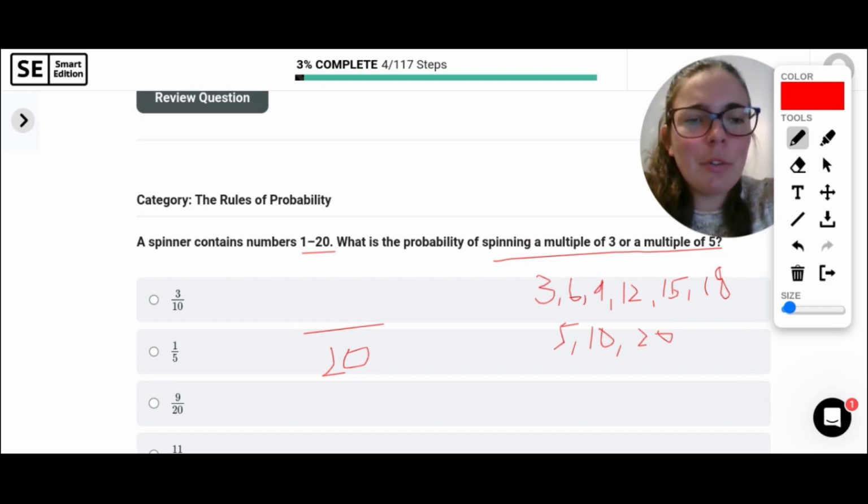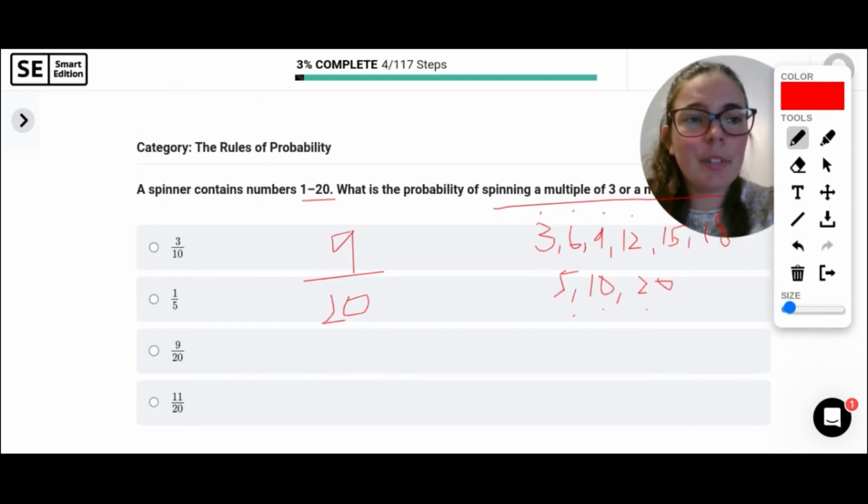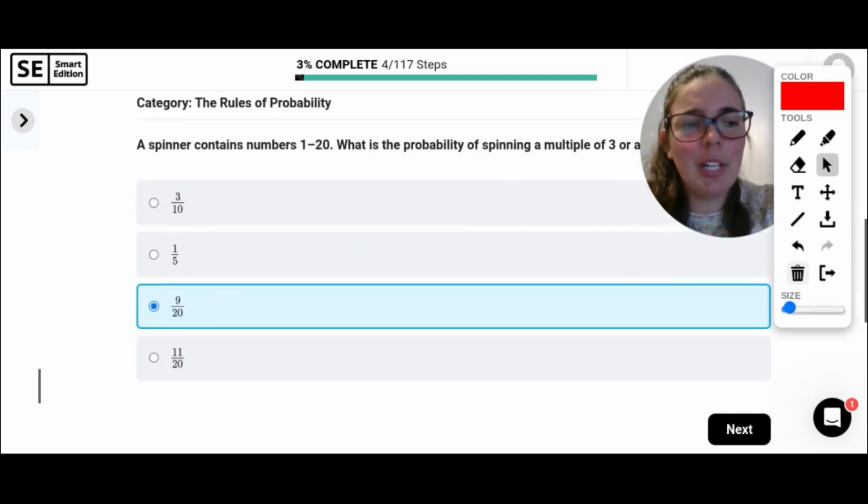So now how many total options are there? 1, 2, 3, 4, 5, 6, 7, 8, 9. So this would be 9 out of 20 as our probability. So desired event out of total number of outcomes is an important formula to know for probability.